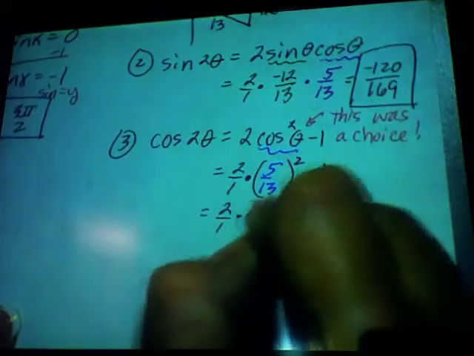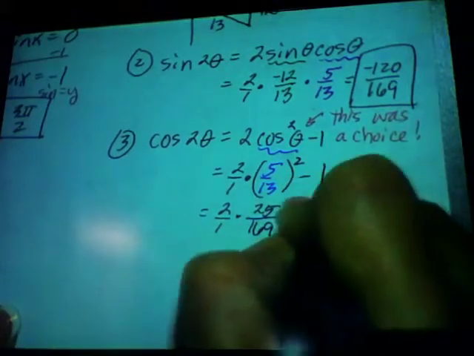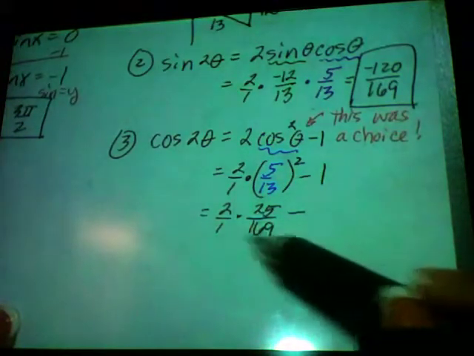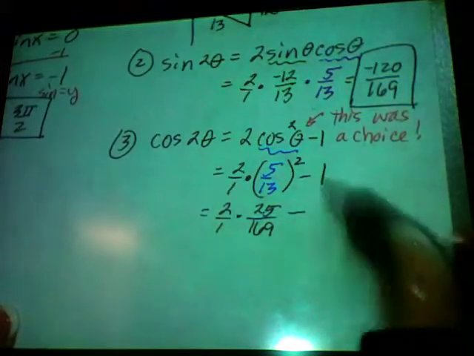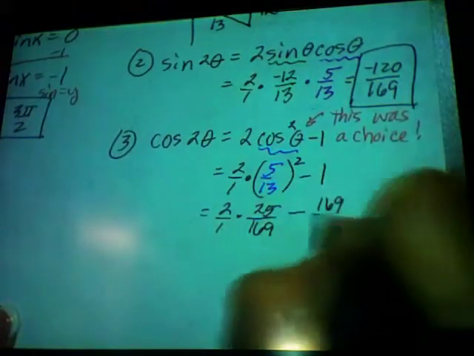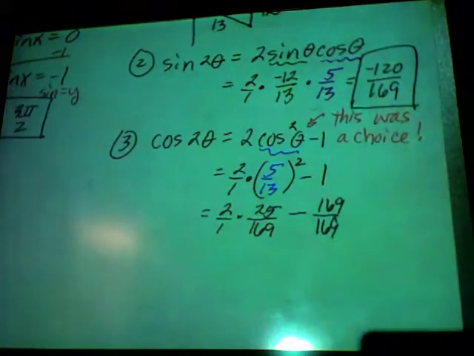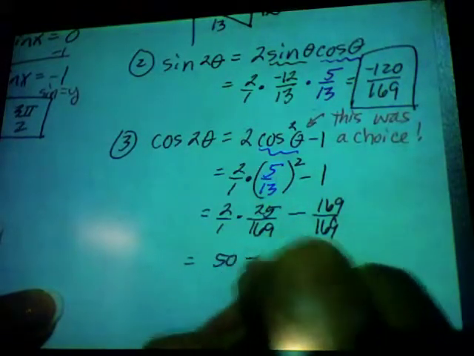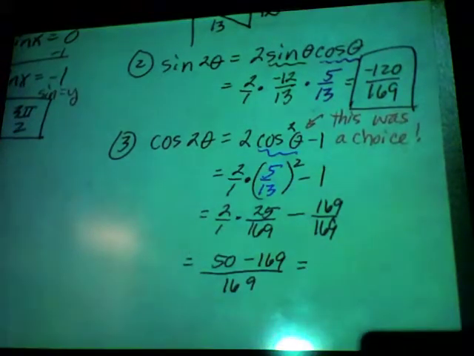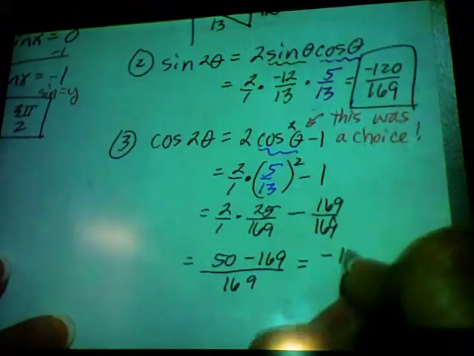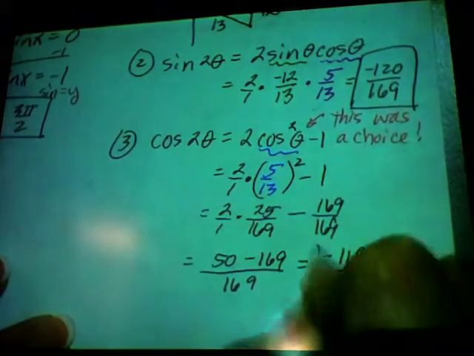2/1 times 25 over 169 minus, what's my denominator here going to be? 169. I want to subtract 1. Shouldn't I convert 1 to something over 169? So 169 over 169. So then I end up with 2 times 25, which is 50, minus 169 over 169, because now they're both the same denominator. What do I get? Negative 119 over 169. That does not reduce.